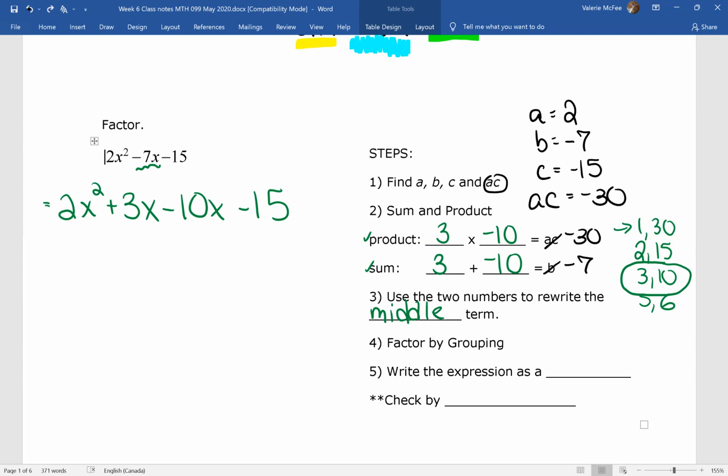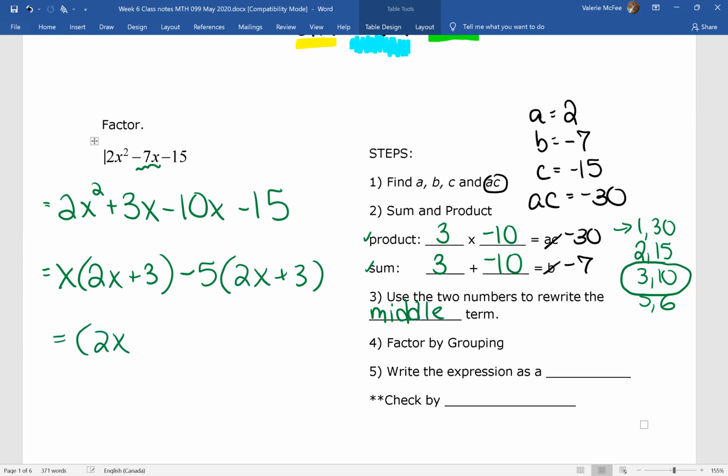Now we can just factor by grouping. Good thing you spent some time practicing that last week. X is common in the first two terms. There's a negative sign in the middle, so I know I want a minus sign here. 5 is common. Negative 15 divided by, excuse me, negative 5 is positive 3. So we see that we have 2x plus 3 common times x minus 5.